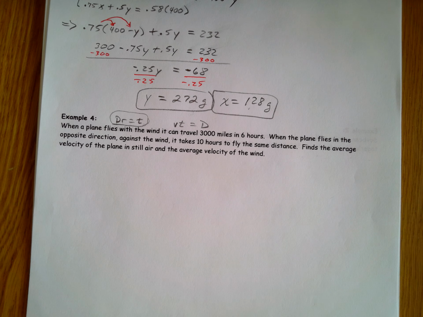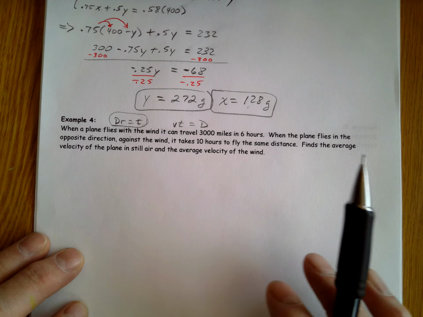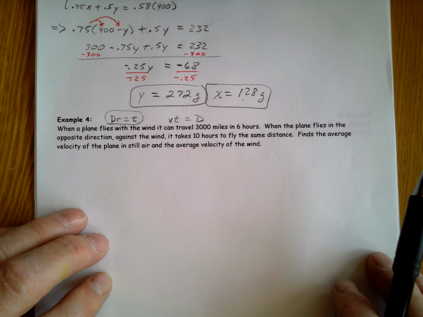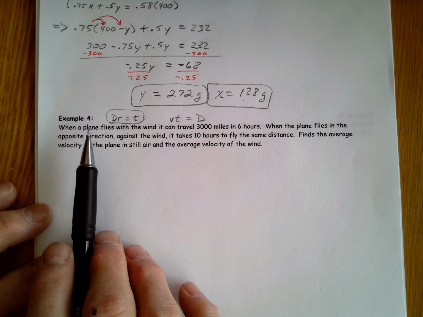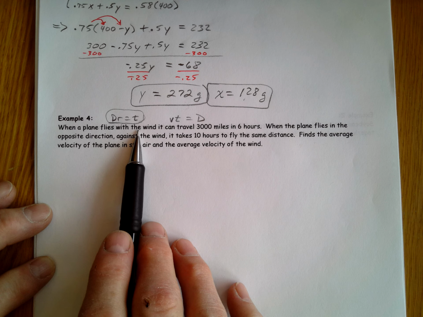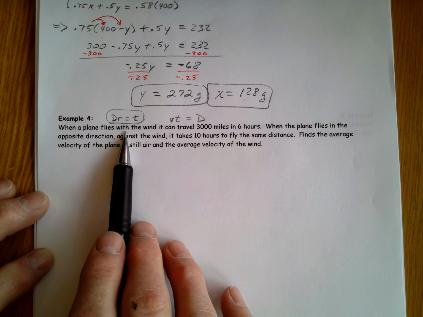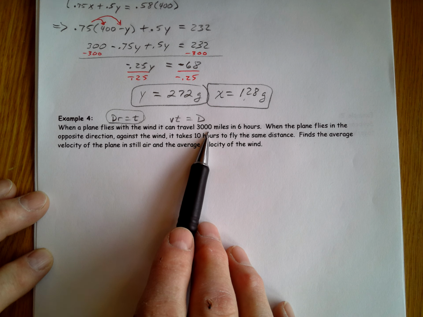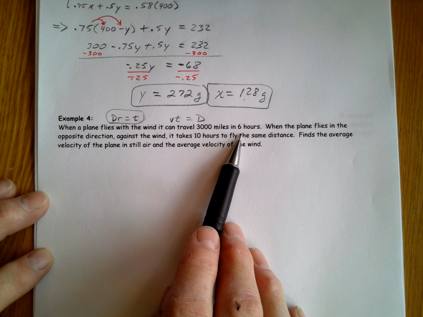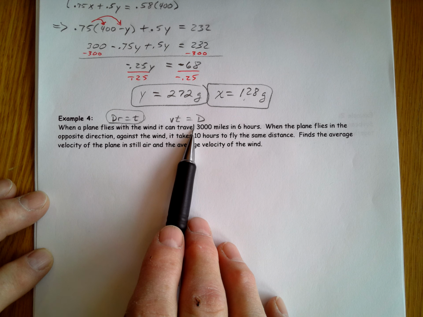This problem is a problem we've done in class. We've done one or two of these in class out on the board. When a plane flies with the wind, it can travel 3,000 miles in 6 hours. So it's going with the wind. When you're going with the wind, you're getting pushed. Okay, it's helping.